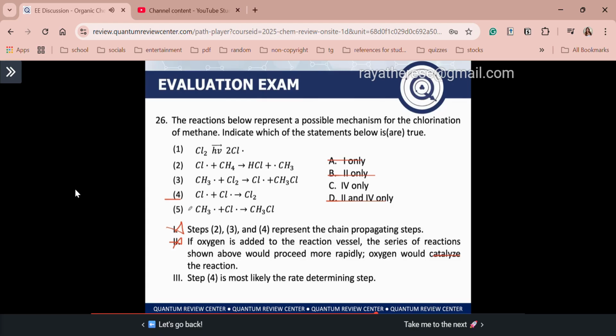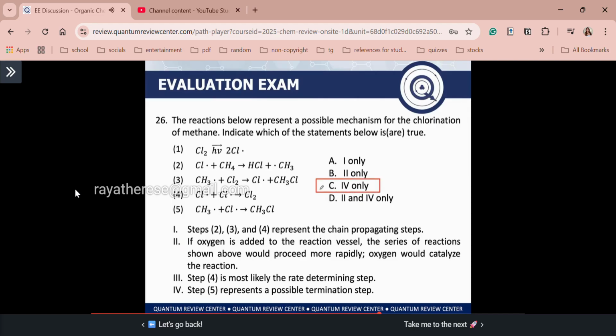And number 3, step 4 is most likely the rate determining step. Class, the rate determining step is not step 4. It is the abstraction of hydrogen by chlorine, so actually it's either step 2 or step 3. And then our fourth statement is step 5 represents a possible termination step. So this is actually our obvious true statement. So remember, number 26, we only have one true statement: item 4, step 5 represents a possible termination step.